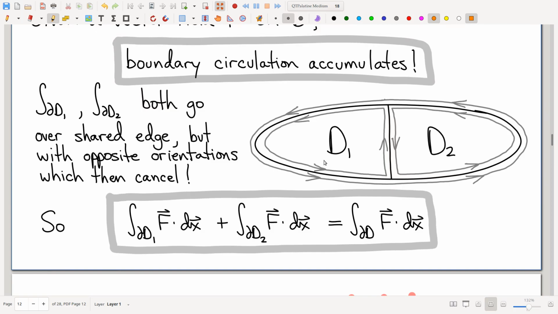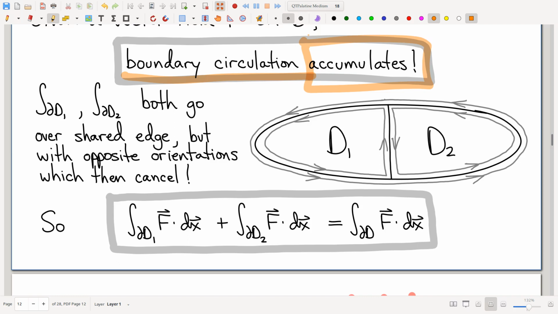Boundary circulation accumulates. Do you have a situation where they don't cancel? No. This is an always thing. I don't want to get into the weeds of really weird, anomalous, sticky situations. We're thinking about nice, regular regions, and the cancellation always happens. Okay, thank you.